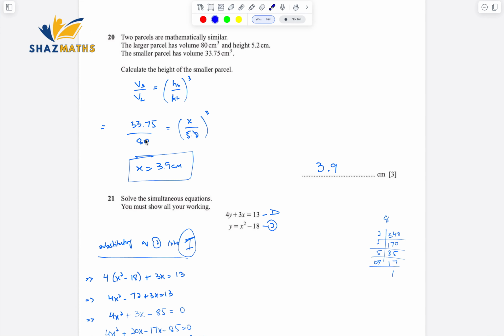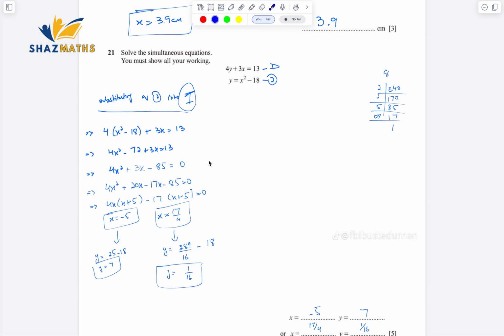Don't have the calculator on me, so I'm doing it on mobile. I hope the calculations are correct. 3.9 centimeters.